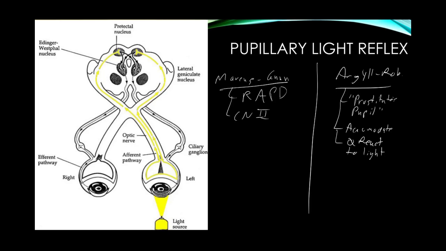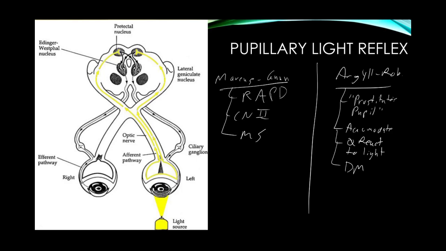So this is the one that is seen in diabetes. This one over here, the Marcus Gunn pupil, is seen in multiple sclerosis because they often present with something called optic neuritis. So let's start with the relative afferent pupillary defect.